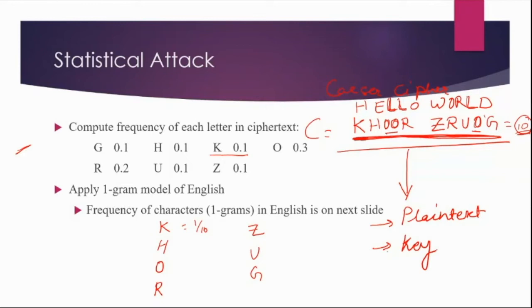Frequency of H again is 0.1. Frequency of O is 3 by 10. It appears 3 times, so 0.3 is the frequency. G is 0.1, U and Z are 0.1, and R has 0.2 frequency, right? R appears twice in the ciphertext. So this is what we have calculated: f of C, where f represents the frequency of the character C in the ciphertext. This is our first step.